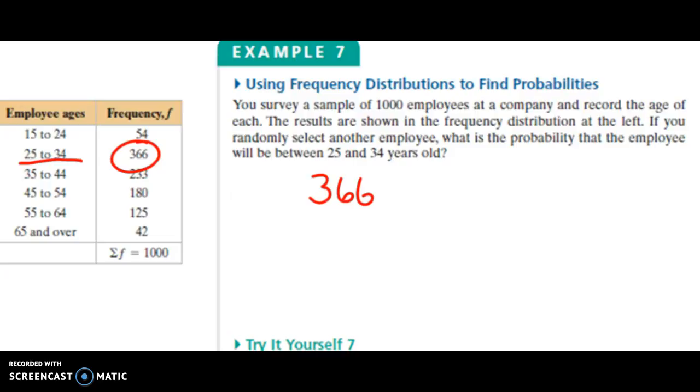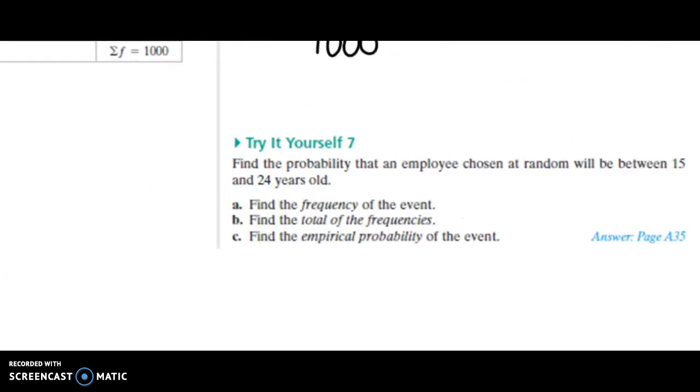I divide that by the total number of employees at the company and find that it ends up being 0.366, which is about 36.7%. Here's another example as well.